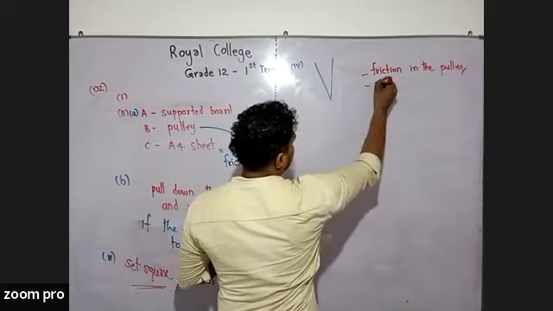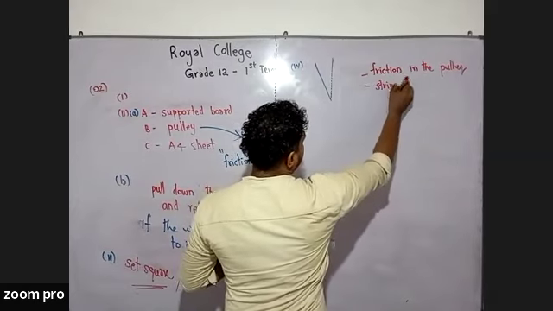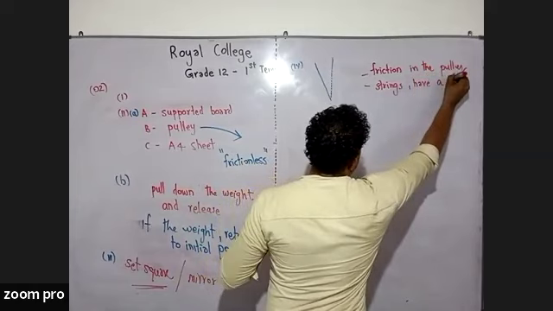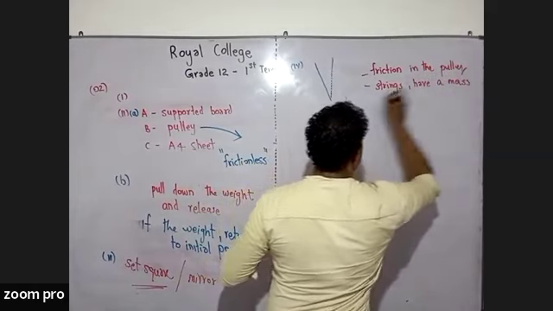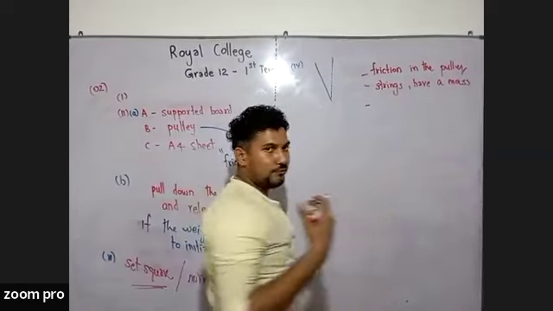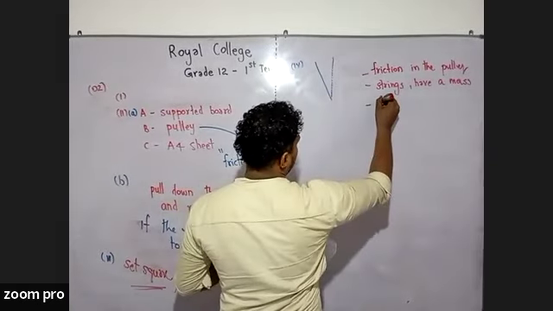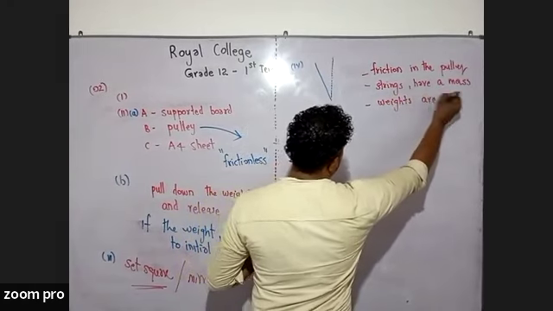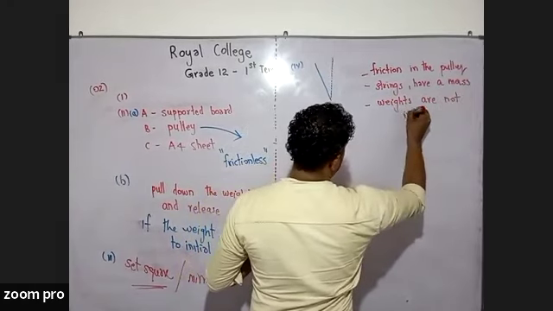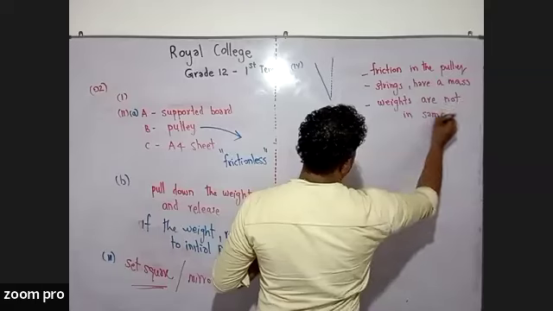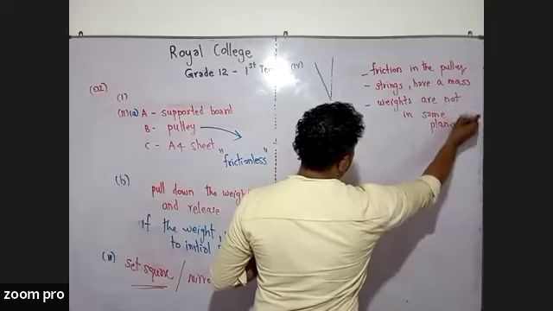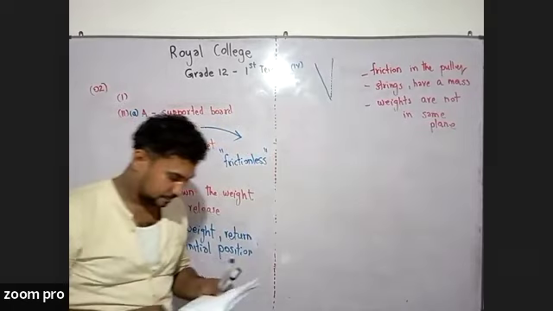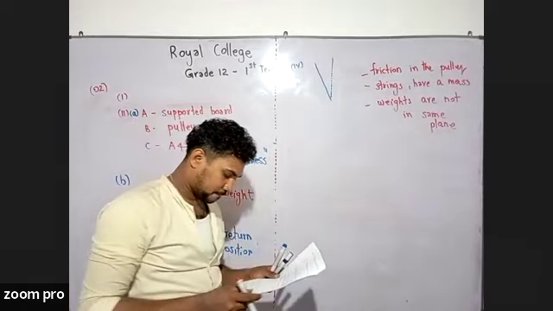right? The other one is the springs have a mass, and the weights are not in the same plane. So these are the reasons for not having a vertical diagonal. Right.